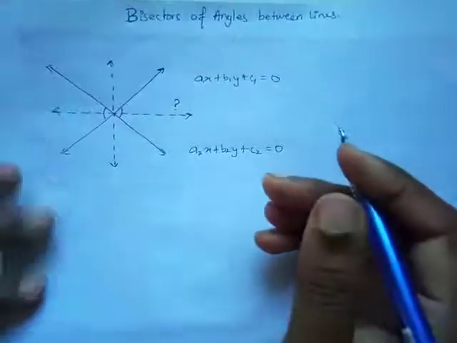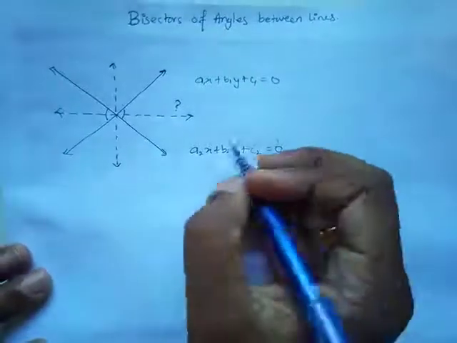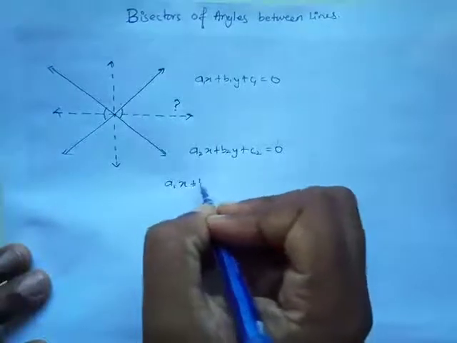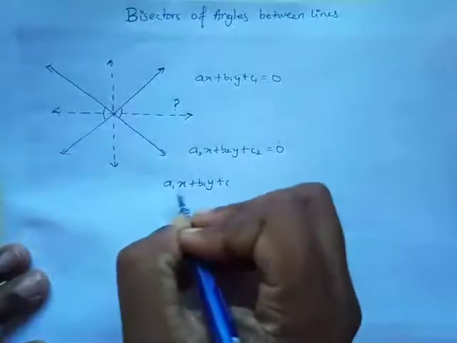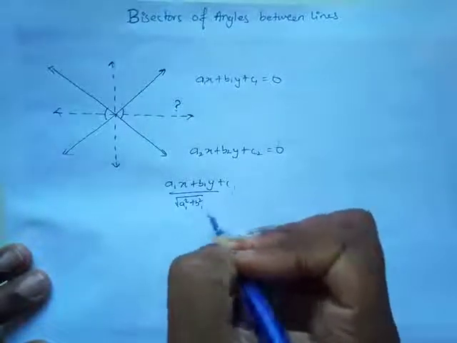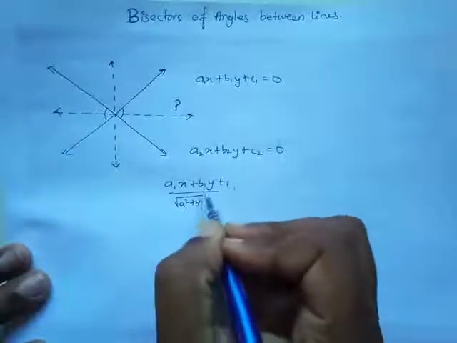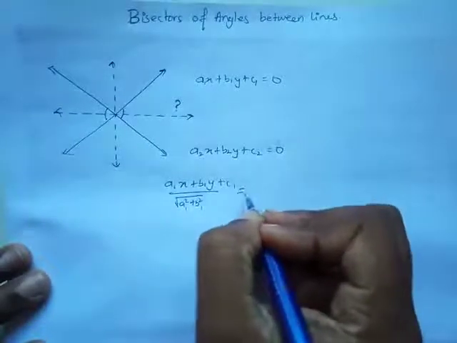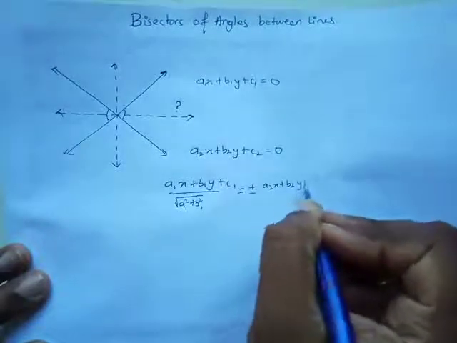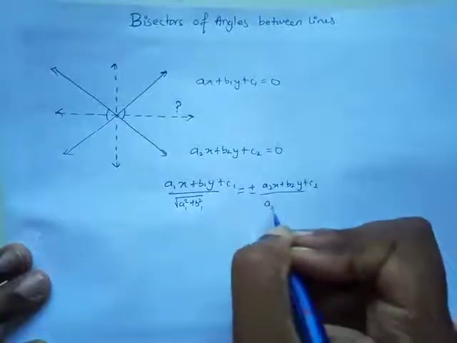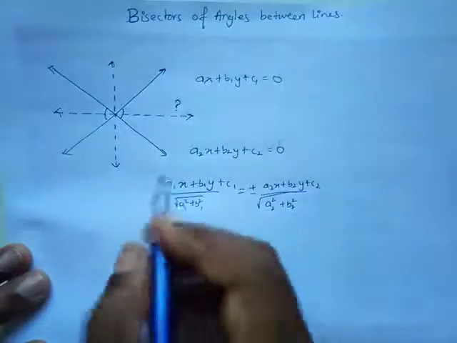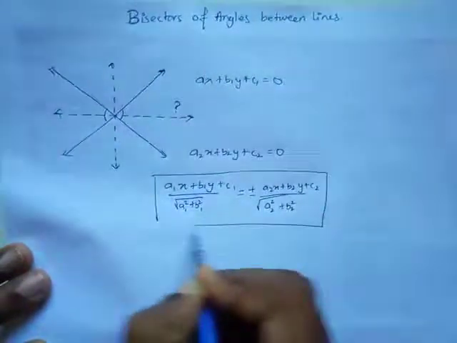I can tell you straight away what the formula is. The formula is (a1 x plus b1 y plus c1) over the square root of a1 square plus b1 square, equals plus or minus (a2 x plus b2 y plus c2) over the square root of a2 square plus b2 square. This is the formula. But I'll teach you how this formula came up.